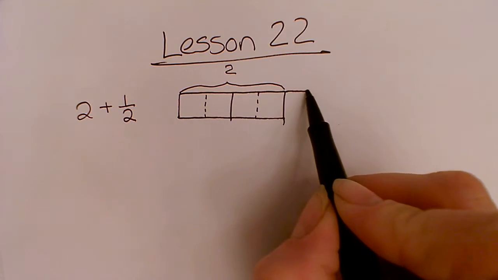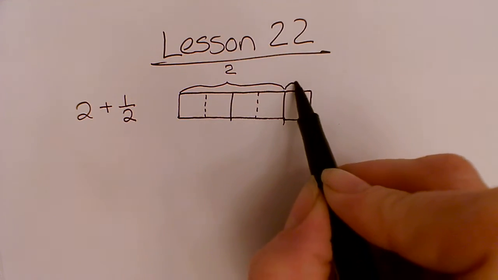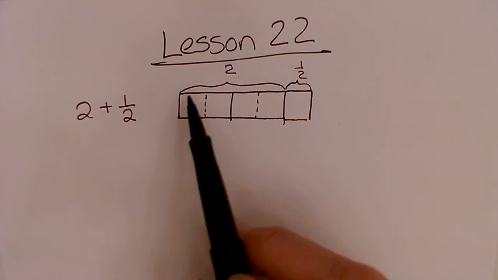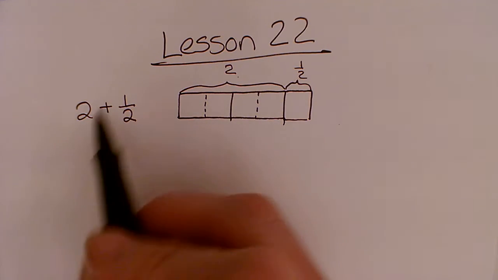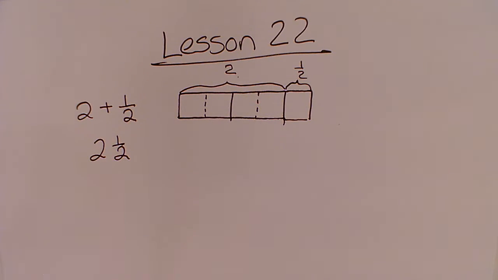So now I know the correct size to draw when I'm adding on a half here. And I'm going to go ahead and do that. So here's my half. And now what you can see is that we have 2 1/2. So when we add 2 plus 1/2, we end up with 2 1/2. All right, so that one was pretty easy. What about if we want to subtract?